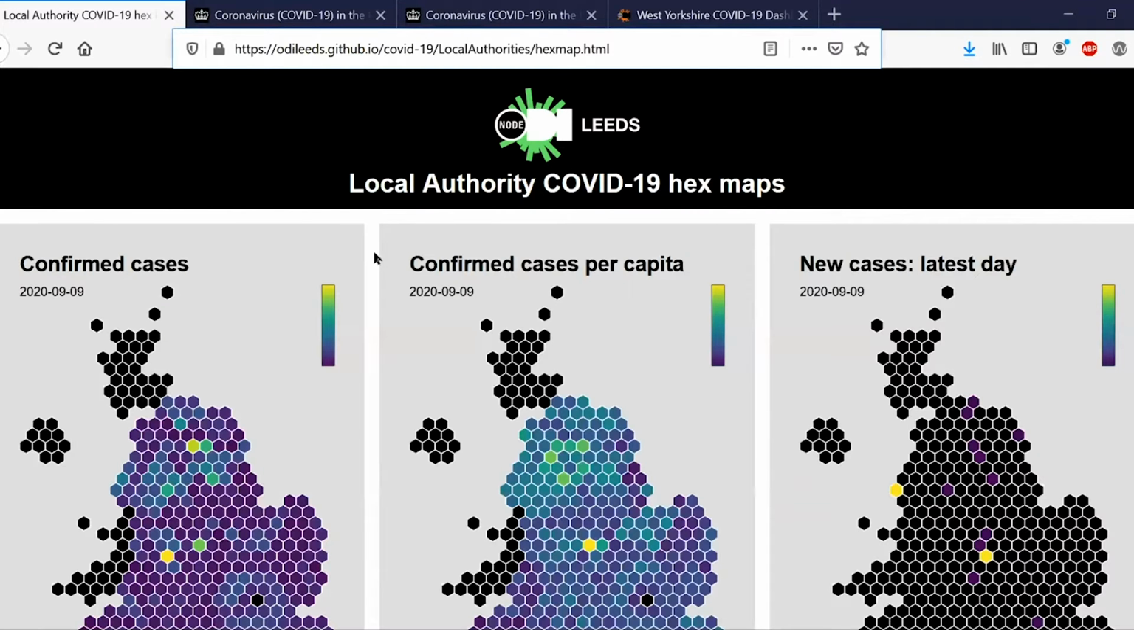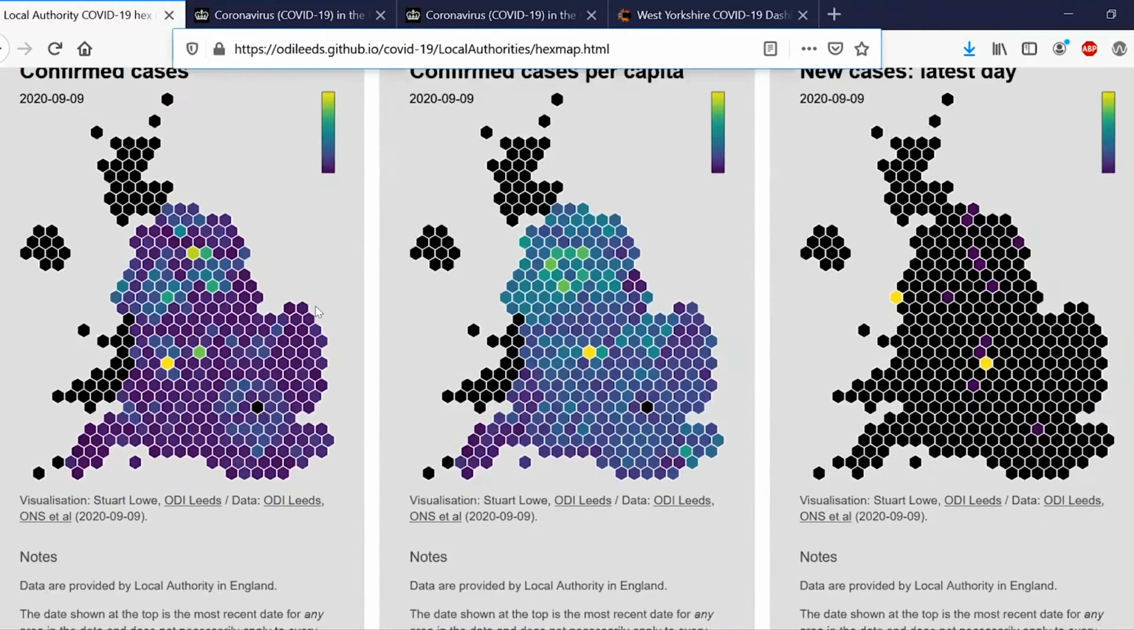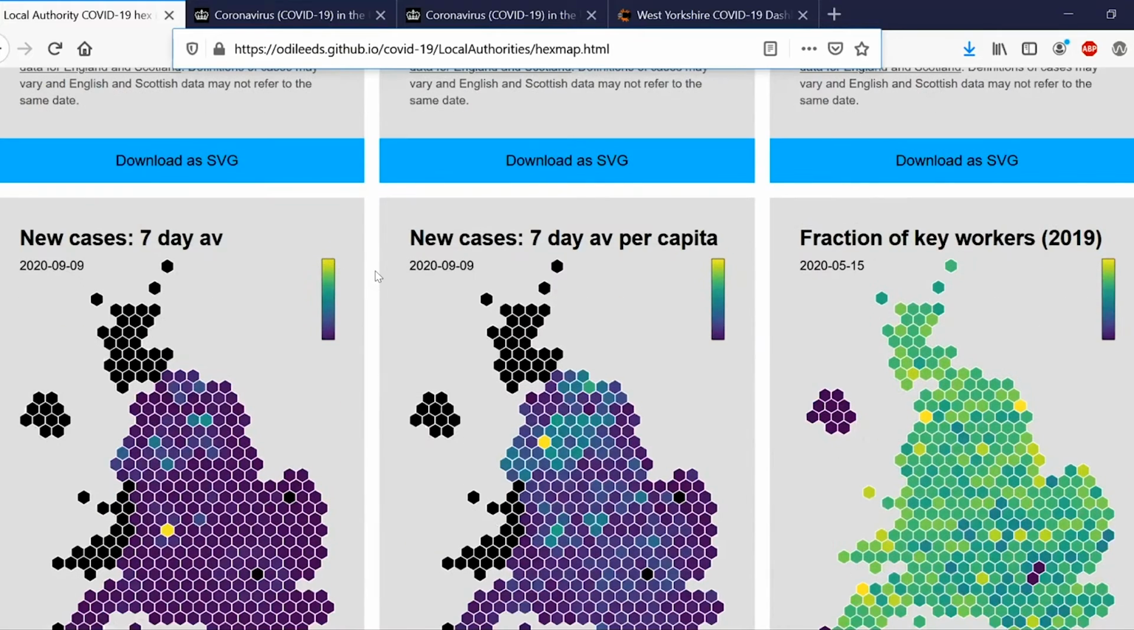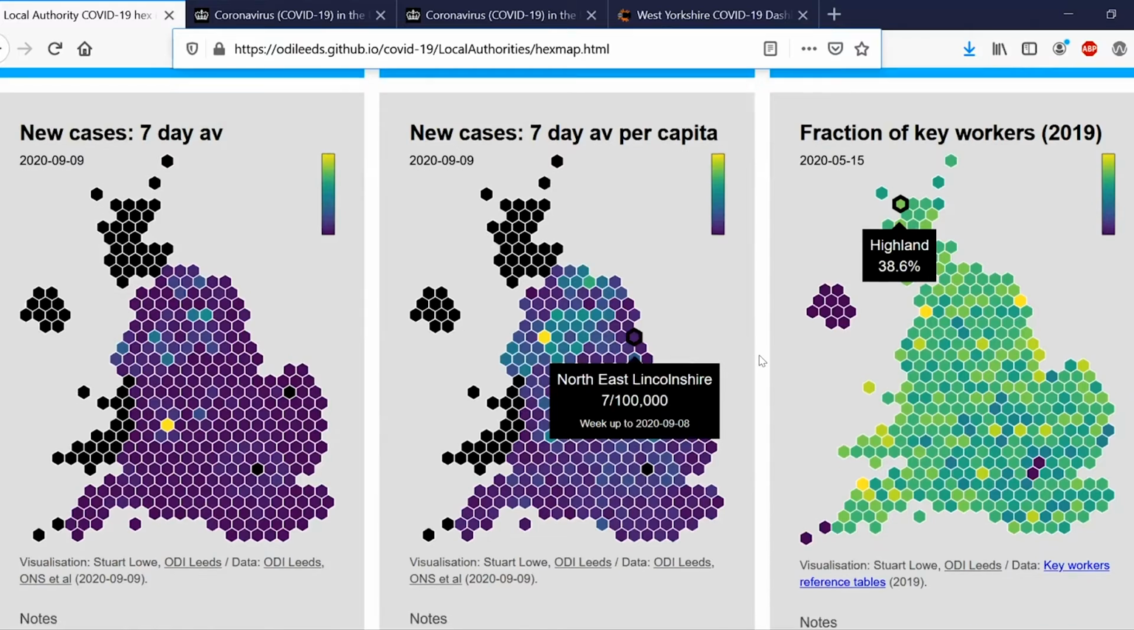We've still been generating hex maps. They don't always include the whole of the UK. Sometimes it's England, sometimes England and Wales, sometimes it's combinations of nations. It has confirmed cases per capita, latest cases. We've got a 7-day average, I'll come back to that a bit later, and 7-day average per capita, because that changes the story a little bit. We've got, hopefully you can see, the fraction of key workers. Also, if you hover over it, it gives you the details for each local authority. I should say these are hex maps, local authority based hexes, so every local authority is given the same area in the visualization.